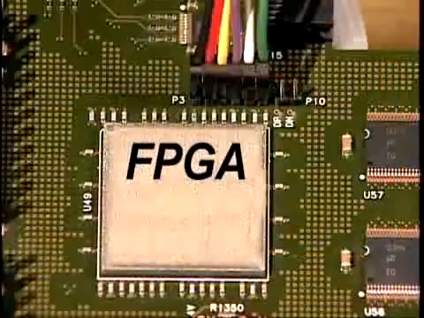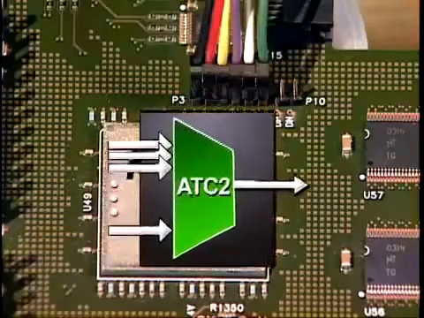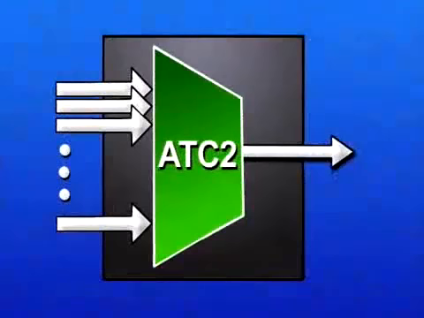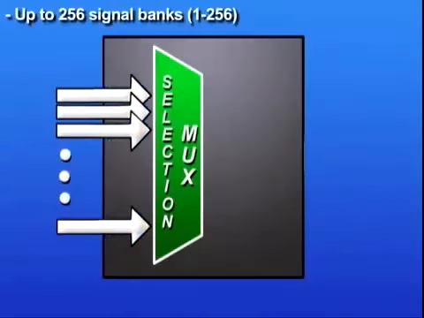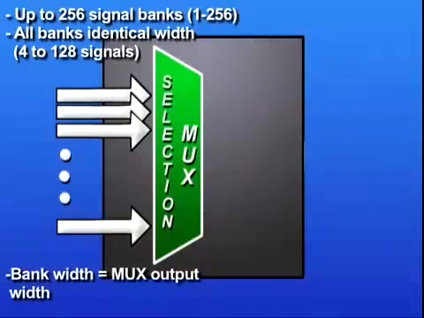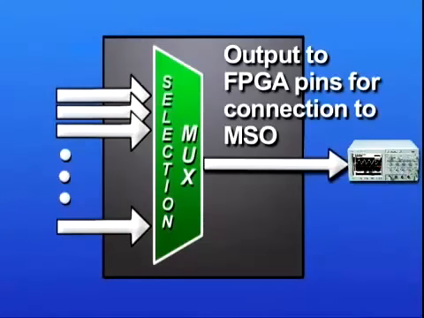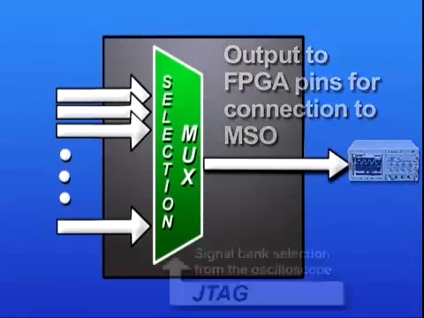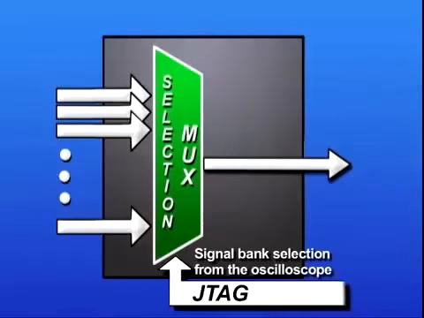The heart of the measurement system is the Agilent Trace Core, or ATC2 for short. The ATC2 core is a configurable MUX. The inputs to the MUX connect to groups of internal signals that you specify for measurement with the MSO. The output of the MUX is routed to physical pins on the FPGA for connection to the MSO. A JTAG communication channel provides control of the MUX.